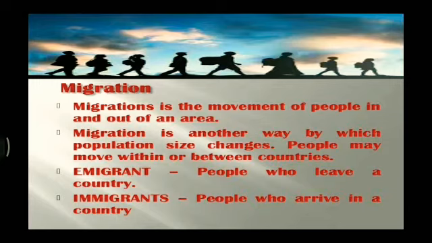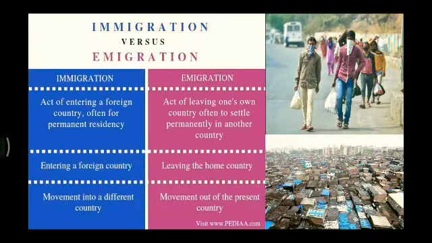Alright, now people who leave a particular country are referred to as emigrants, and people who arrive in a country are referred to as immigrants. Now, the difference between immigration and emigration: immigration is the act of entering a foreign country, often for permanent residency, and emigration is the act of leaving one's own country, often to settle permanently in another country. So this is the basic difference between immigration and emigration.